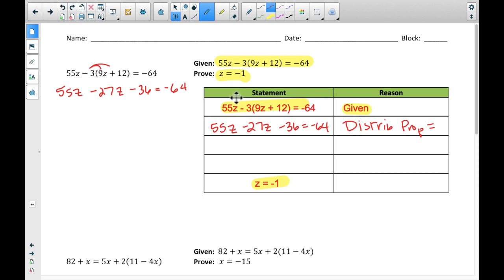All right, what will we do now? I would combine like terms. So on my calculator, what's 55 minus 27? I combined my like terms and I got 28z. And so I combine like terms, I'm going to call that CLT, combine like terms, slash distributive property. Those two properties are basically hand in hand. They're just backwards of each other.